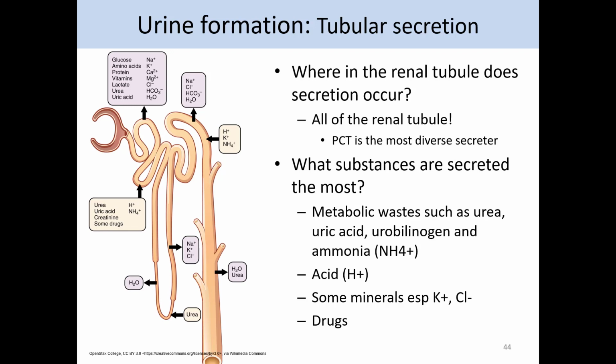What substances are secreted the most? Metabolic waste like urea, uric acid, urobilinogen, and ammonia are very highly secreted. But we also secrete a lot of hydrogen ions, in other words, acids, and we also secrete some minerals, especially potassium and chloride ions. And again, we're secreting those because we're trying to exchange them for something we want reabsorbed. And of course, like we talked about, we also secrete a lot of drugs.